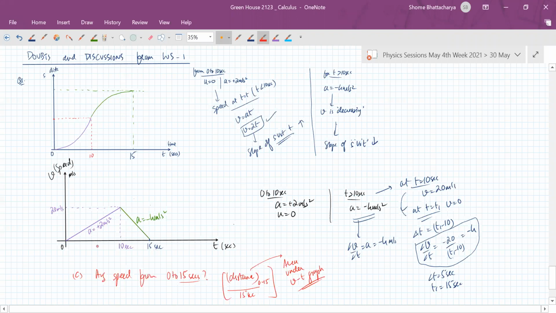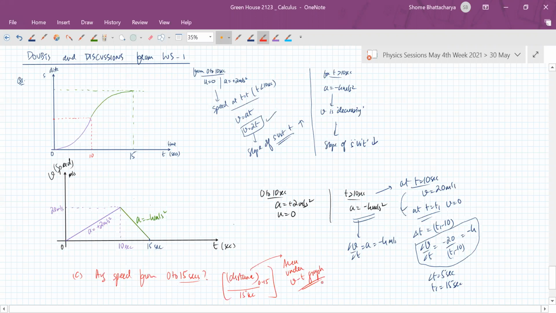Base is how much? 15 seconds, right? And the height is 20 meters per second. So half into 15 into 20, that will give me how much? 150. The unit will be seconds into meters per second, so it will be 150 meters.